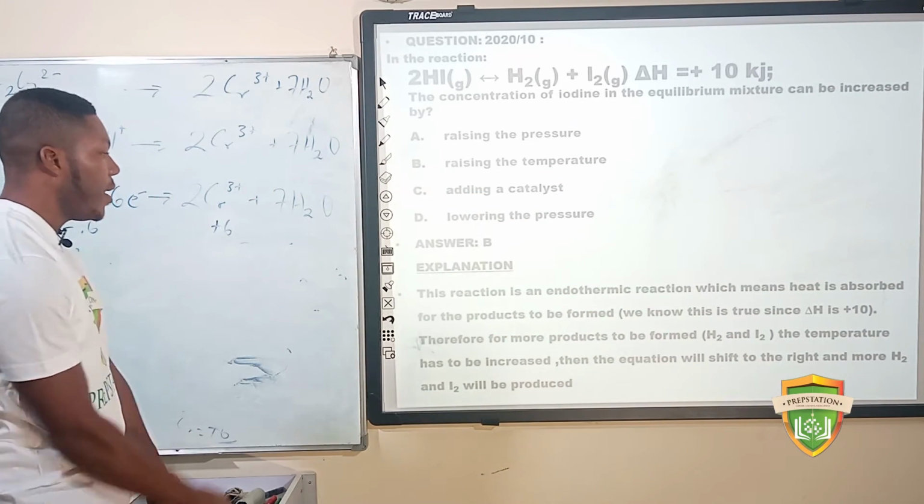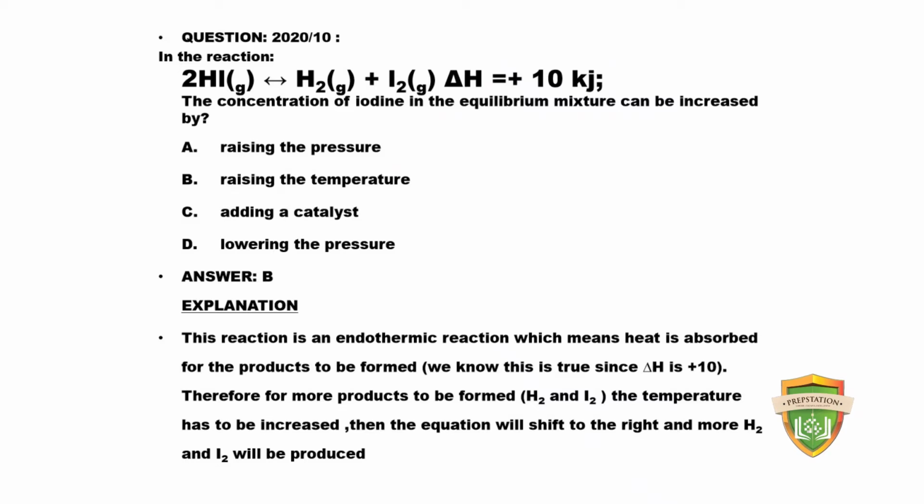So the best option there is B. Why? This reaction is an endothermic reaction, which means heat is absorbed for the product to be formed. We know this is true since delta H is plus 10. Therefore, for more products to be formed, which are H2 and I2, the temperature has to be increased. Then the equation will shift to the right, to favor the production of H2 and I2.